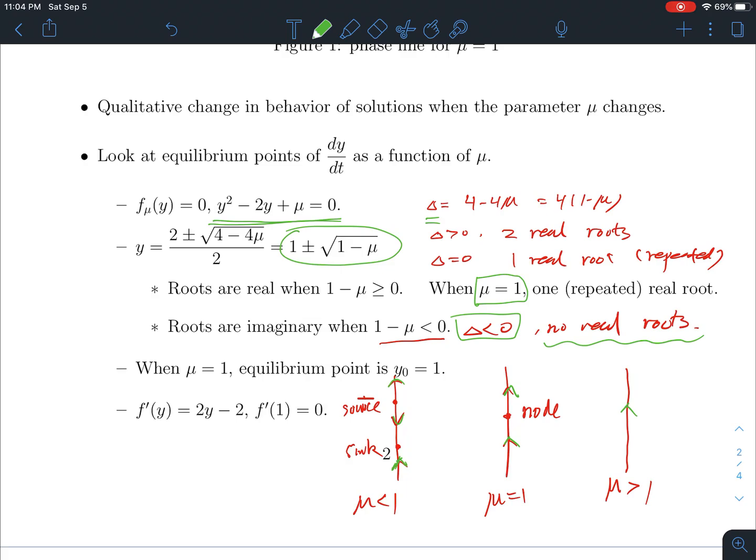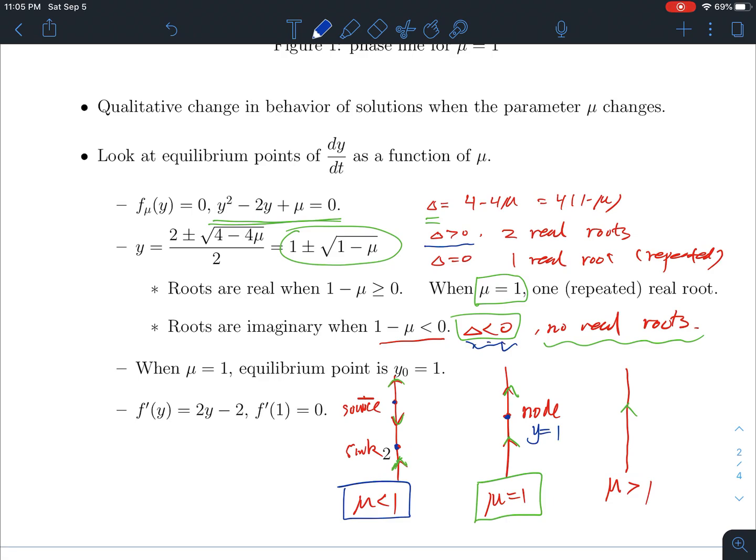When mu equals 1, that's the case we have checked: we have one equilibrium, and this equilibrium equal to 1 is a node. And when mu is less than 1, the discriminant is positive and we have 2 roots. So we have 2 equilibria, one is the source, one is the sink.